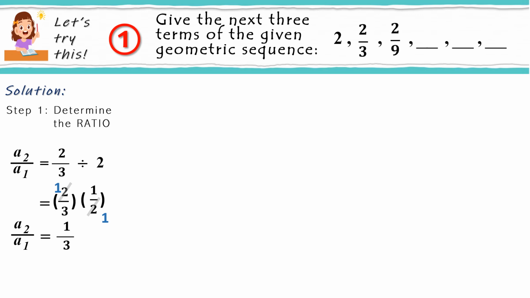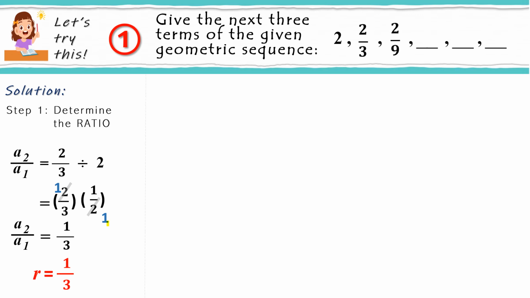So, we have 1 times 1 is 1. 3 times 1 is 3. So, our ratio now is 1/3. So, nakuha na natin yung ating ratio.